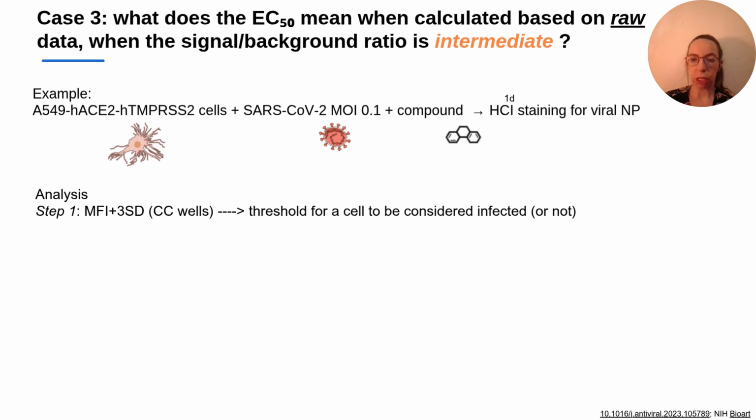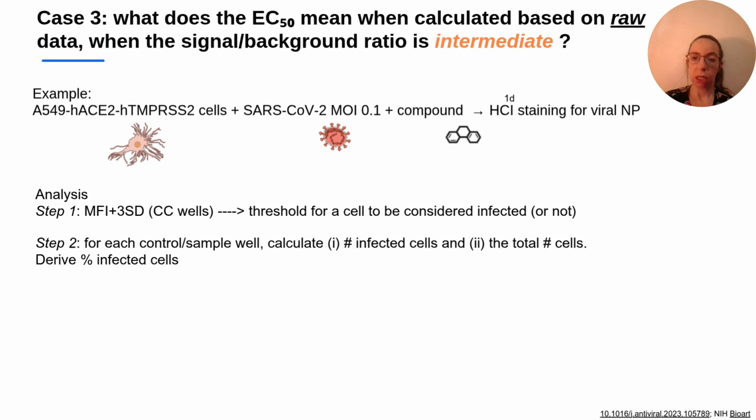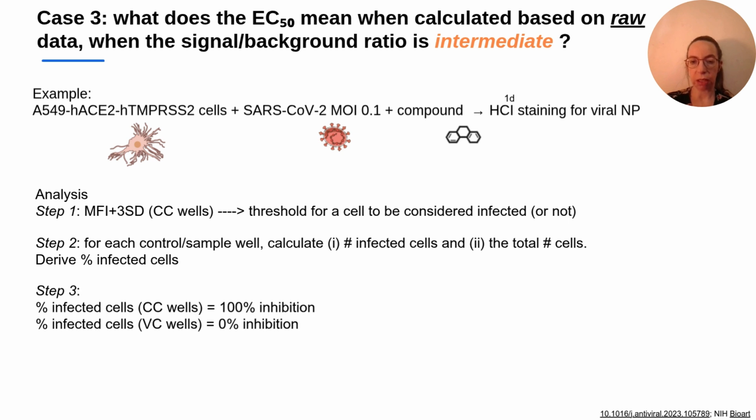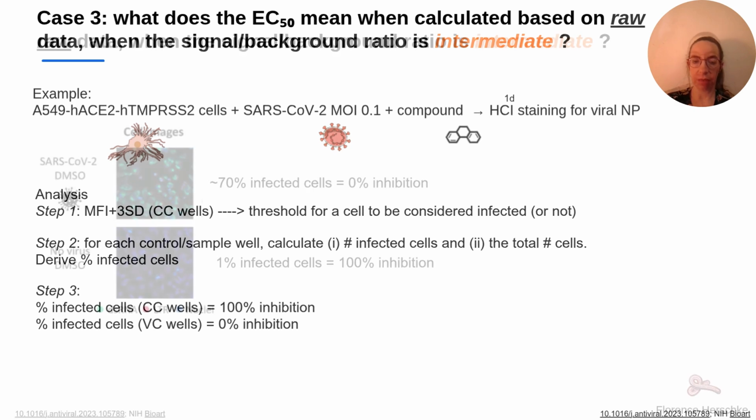In step 2, for each well, control or sample, the threshold is used to calculate, on one hand, the number of infected cells, and on the other hand, the total number of cells is measured. And both are used to derive the percentage of infected cells in the particular well. In step 3, the percentage of infected cells of the CC wells is used to define 100% inhibition, while that of VC wells is used to define 0% inhibition. And then similarly as before, these values are used to calculate absolute EC50s or EC90s.